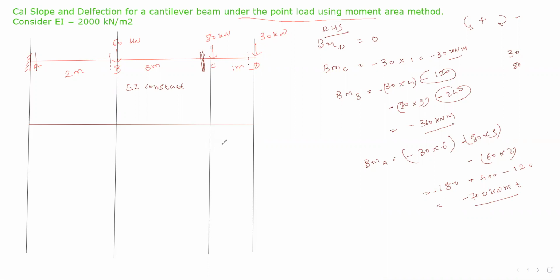Let me draw the bending moment diagram. At point C, your value is minus 30. At point B, your value is minus 360, just like this. And at point A, your value is minus 700. Is it clear, students? Please confirm. M diagram. Okay, fantastic.